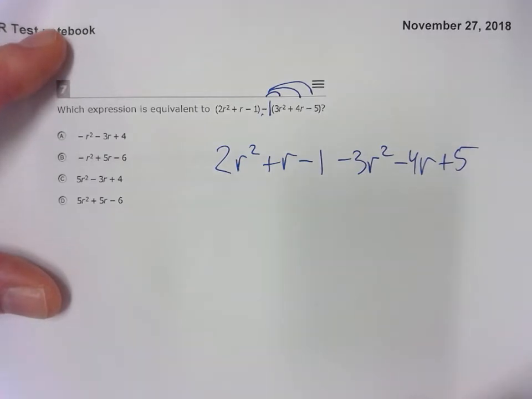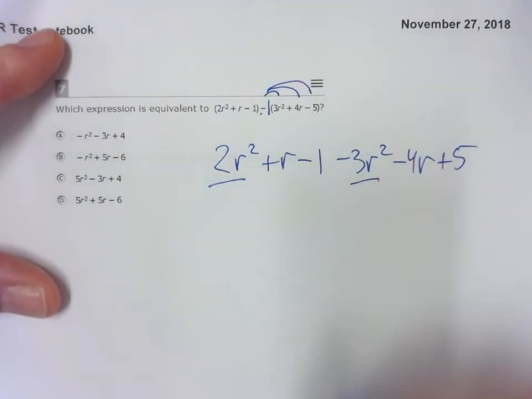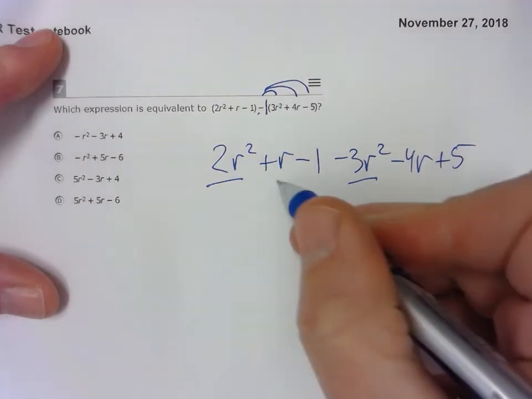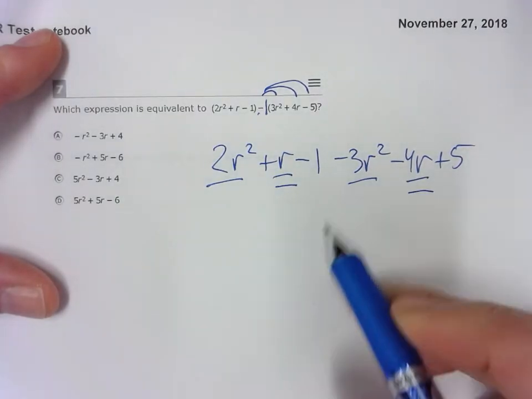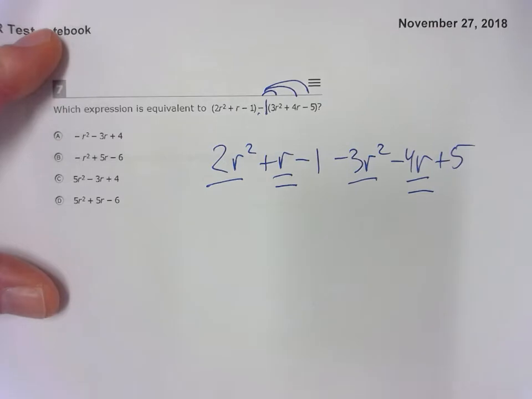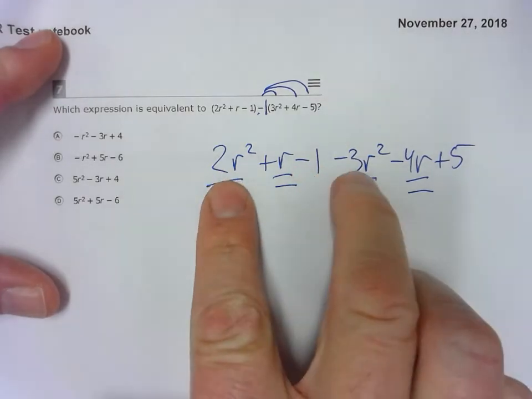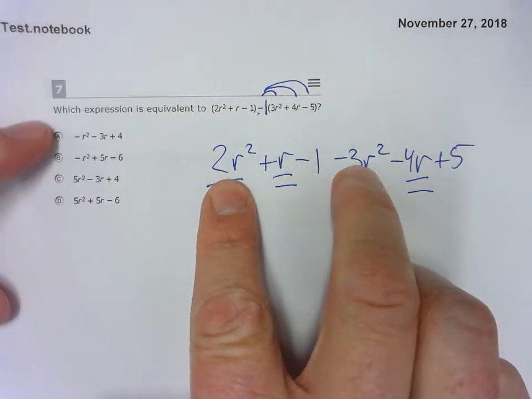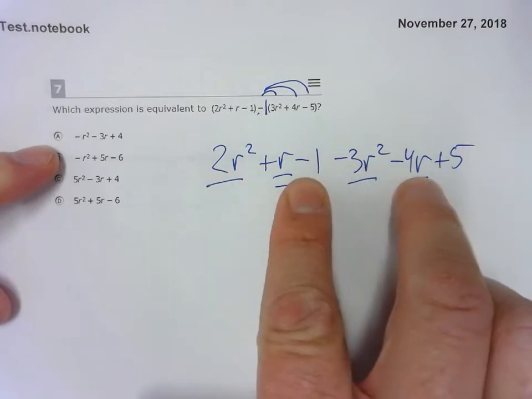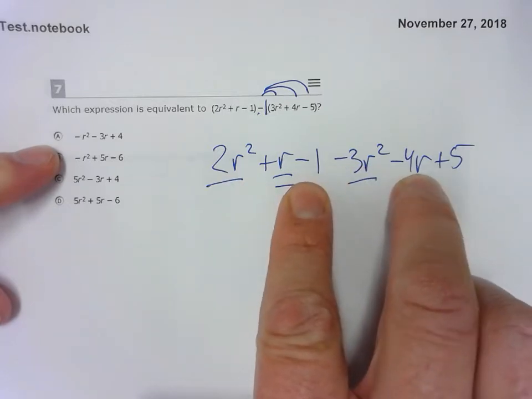Now we put together the like terms. So these go together. You put the r squared with the r squared, you put the r with the r, and you put the number with the number. By underlining, I can see what like terms go together. So it's 2 minus 3 is negative 1, so we know it's A or B. We have these two would be negative 3 because it's negative 4 plus 1. So the answer is A.